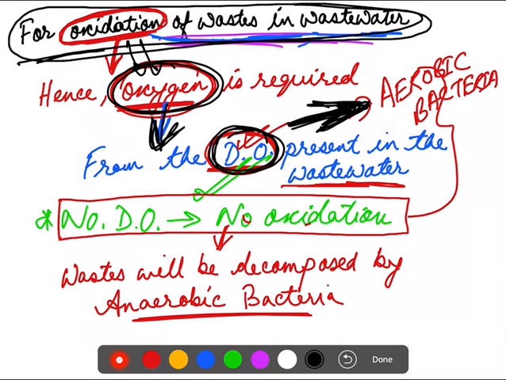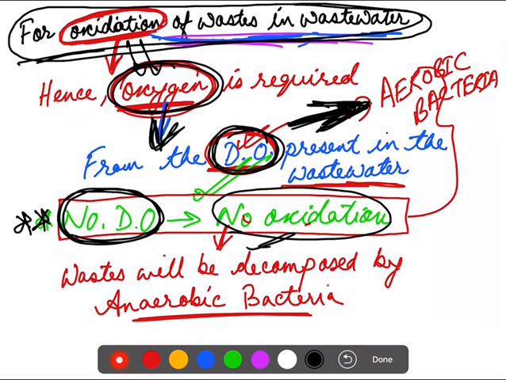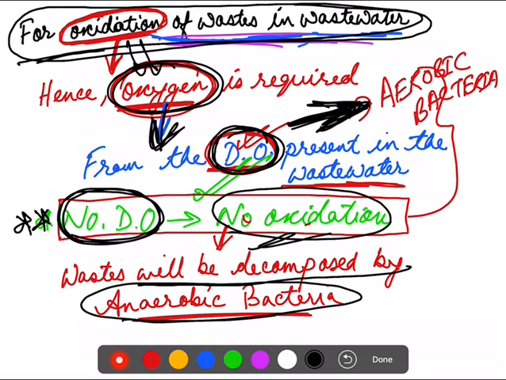Now if there is no dissolved oxygen left in your wastewater, obviously there will be no oxidation. In this case your waste will be decomposed by anaerobic bacteria. No aerobic bacteria will be involved, only anaerobic bacteria, and obviously facultative bacteria which operates anaerobically. These bacteria will be involved if there is no DO left. I hope it is clear till this point.